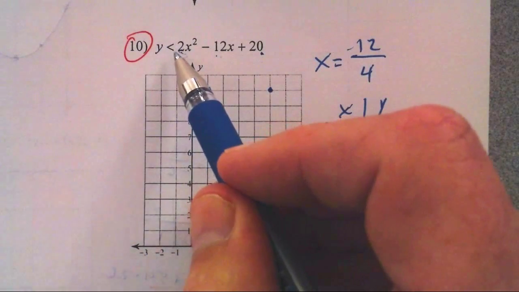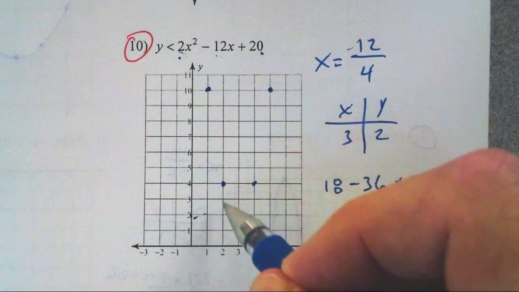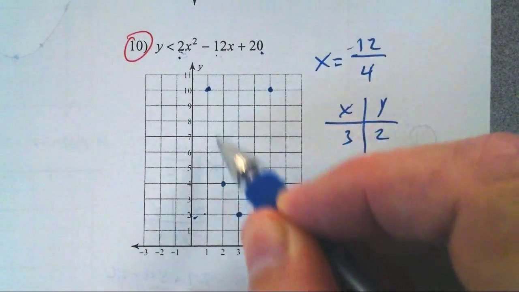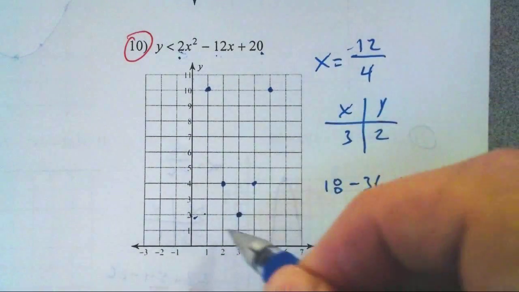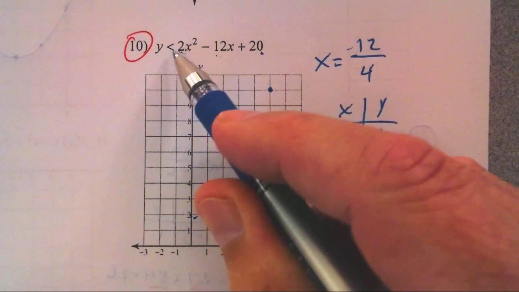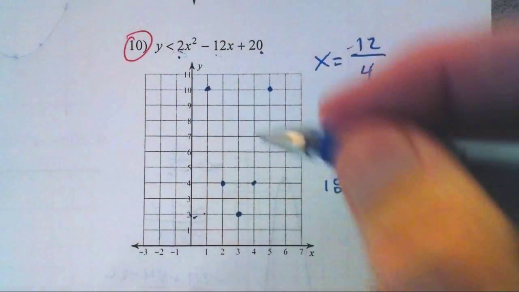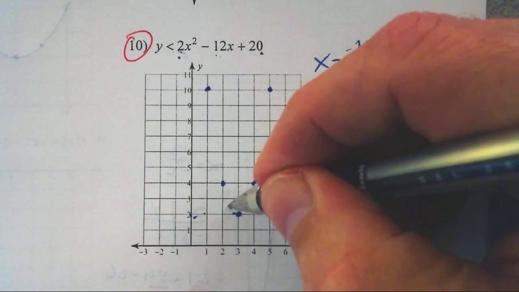Then, because this says y is less than, if it was y is equal to, I'd say the points on the curve are all good. Once I put in all the points, it becomes solid. But the points on the curve are almost good. That's where y equals this. That is why we use a dotted line here.